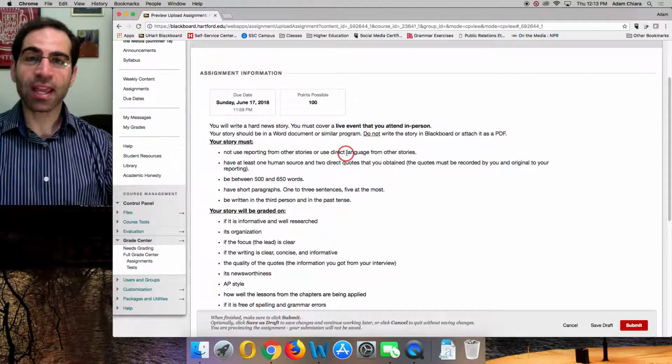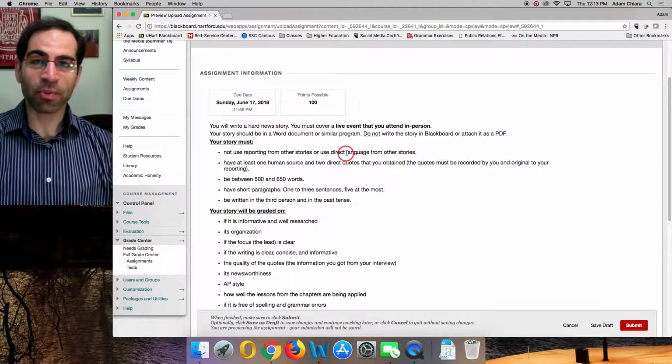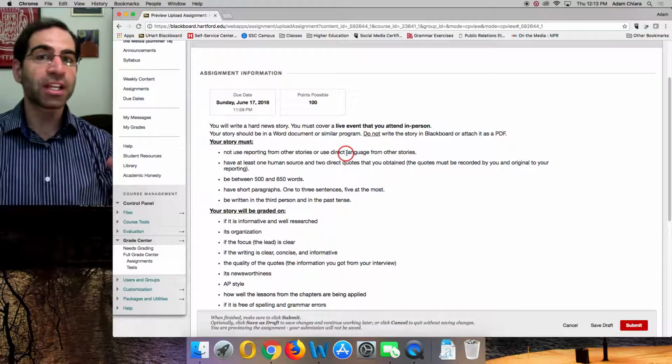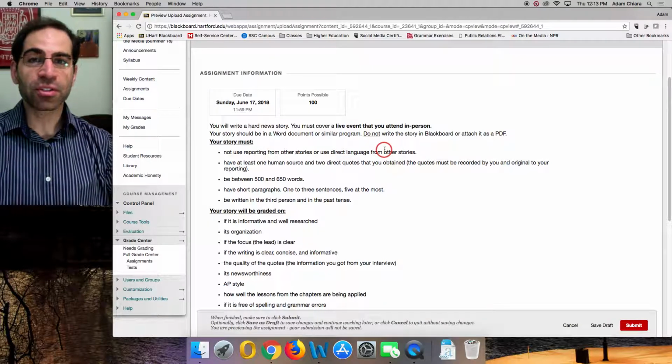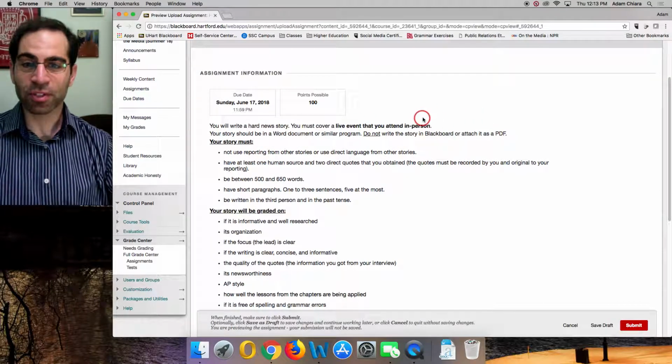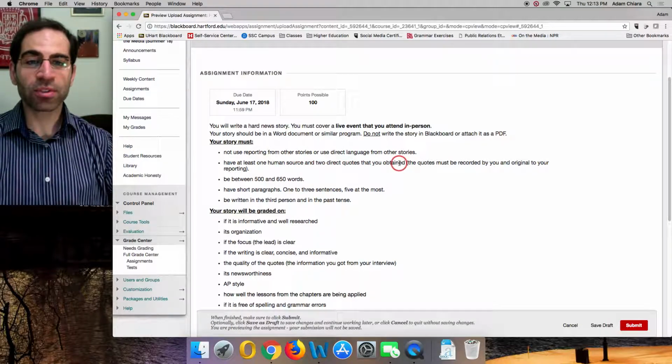You cannot take paragraphs from the Hartford Courant and use them, or use some of the Hartford Courant's reporting as your own, or take a quote from the Hartford Courant and use it as your own. So even if another organization or journalist covers it, you have to just do your original reporting. You shouldn't be piecing this together from other stories. You have to have at least one human source. We learned about that in the textbook. One human source and 2 direct quotes that you obtain.